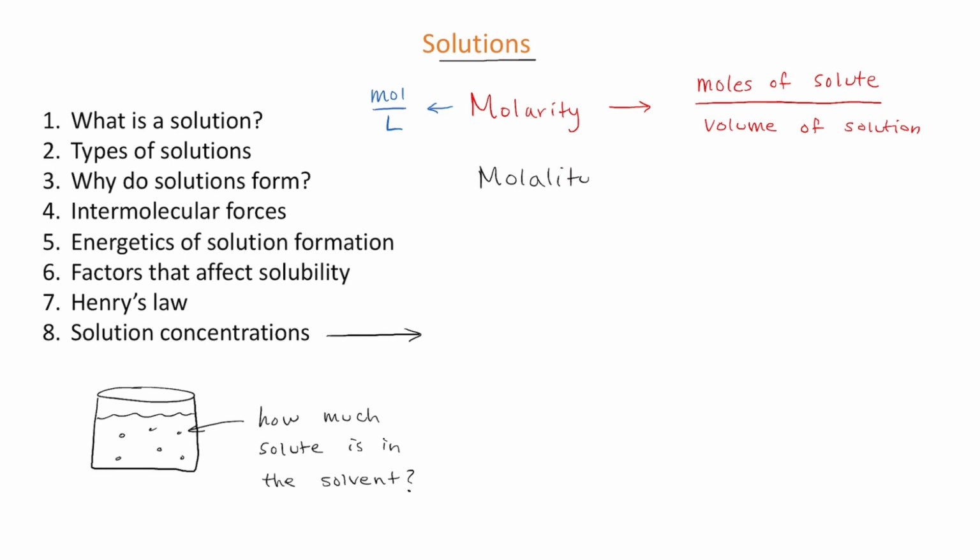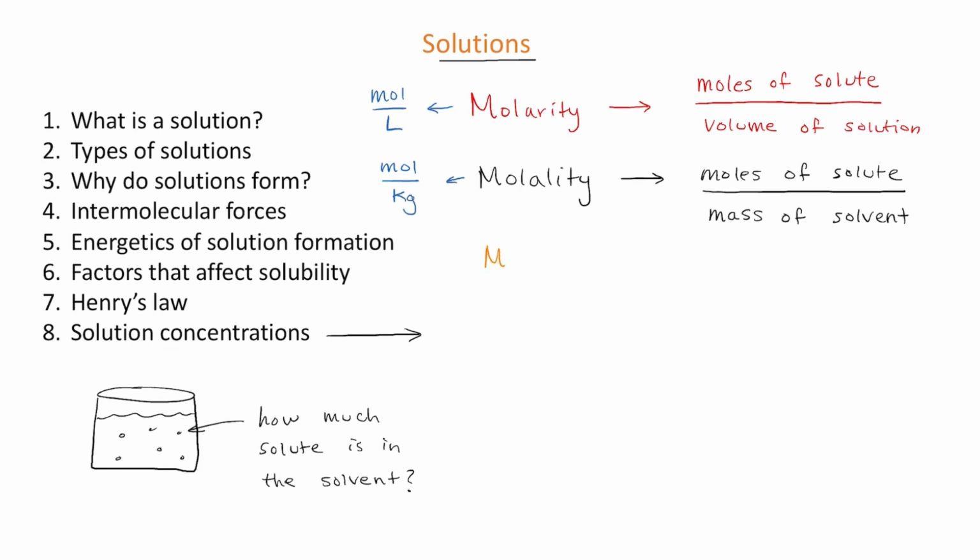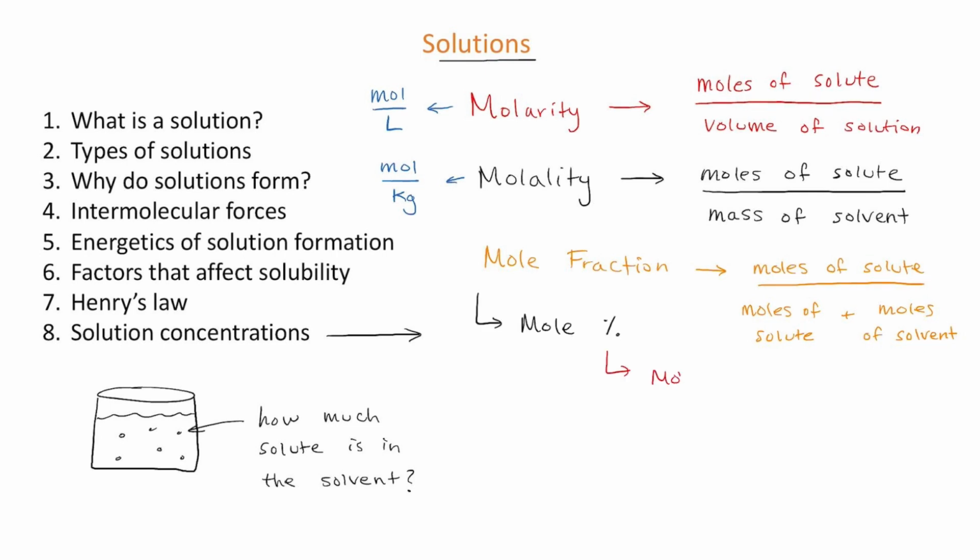Then we have molality. Molality is found by taking the number of moles of the solute and dividing it by the mass of the solvent. And molality has units of moles per kilogram. The next way to express concentration is using the mole fraction. To find the mole fraction, you have to take the number of moles of the solute and divide it by the total number of moles, which would be the moles of the solute plus the moles of the solvent. And the mole fraction is unitless. And now we can also find the mole percent, which is just the mole fraction times 100%.